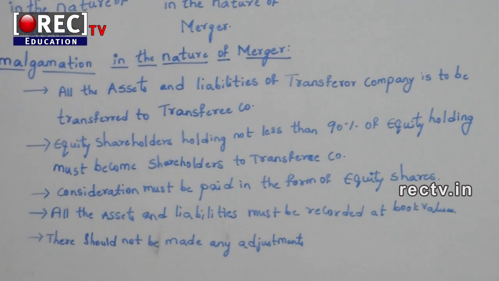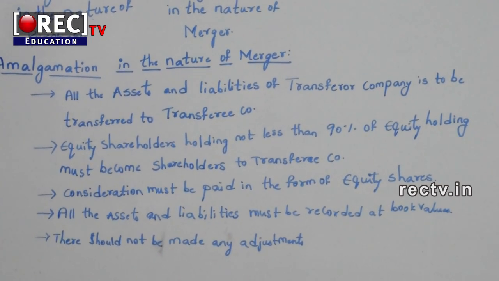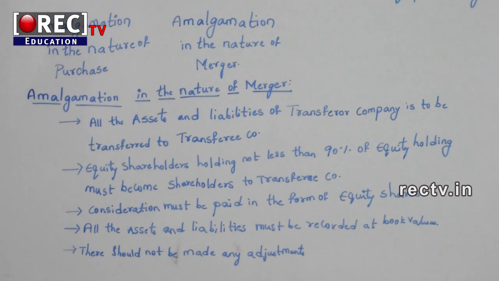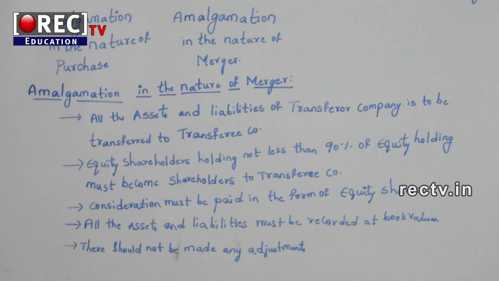Now let us see the first point. We have already discussed that all the assets and liabilities of the transferor company are to be transferred to the transferee company. If some assets remain with the transferor company and some assets are given to the transferee company, this condition won't be satisfied and again the amalgamation becomes a purchase. In this way, one of the conditions is not satisfied, so it is not a merger.